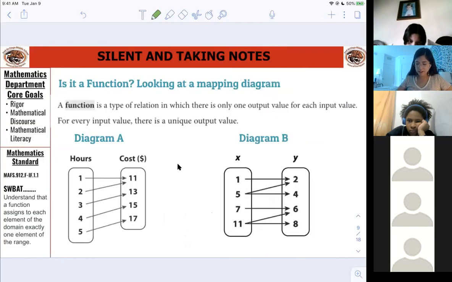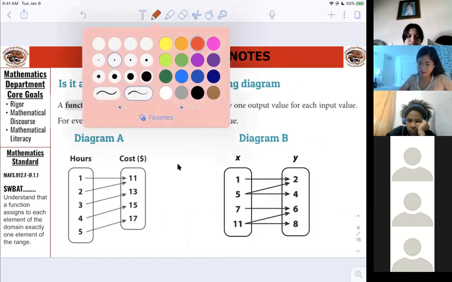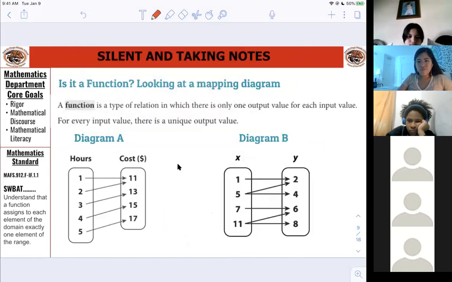All right. Now, let's look at some mapping diagrams. So remember what I said. What's the bad thing? What do we not want? Repeated inputs. We don't want any repeated inputs. And on a mapping diagram, what does that look like? On top of each other.